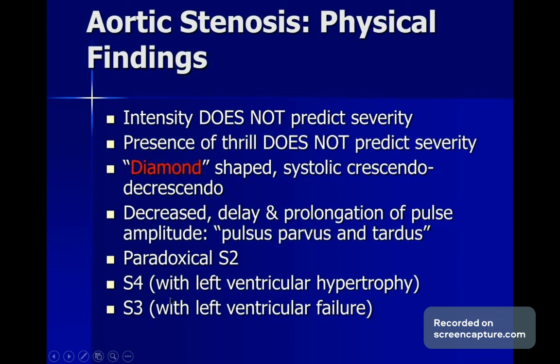S3 may be present. Because of the hypertrophy, there will be S4 you can hear, and there will be paradoxical S2, meaning that P2 comes first and A2 comes later on. This is called paradoxical S2 because the second component of S2 means A2, P2. Now here it is P2 A2, and the content of the pulmonary valve becomes more dominant.